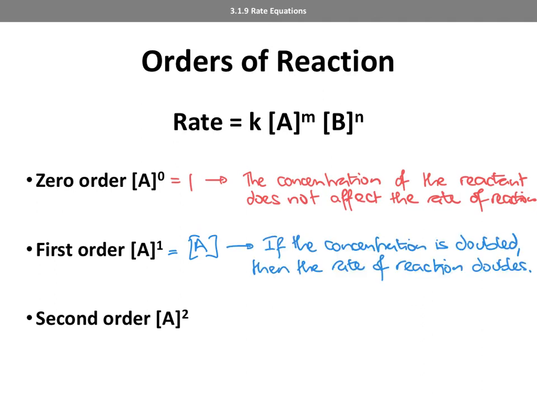Finally, we have second order. So we have the concentration of A squared, which is the same as saying A times A. And so what we discover here is that if we double the concentration of the reactant, then the rate would be quadrupled. It would be 2 squared, right? So if we double the concentration, we quadruple the rate of reaction. It's whatever the change in concentration is, squared, that's the effect it would have on the rate of the reaction.